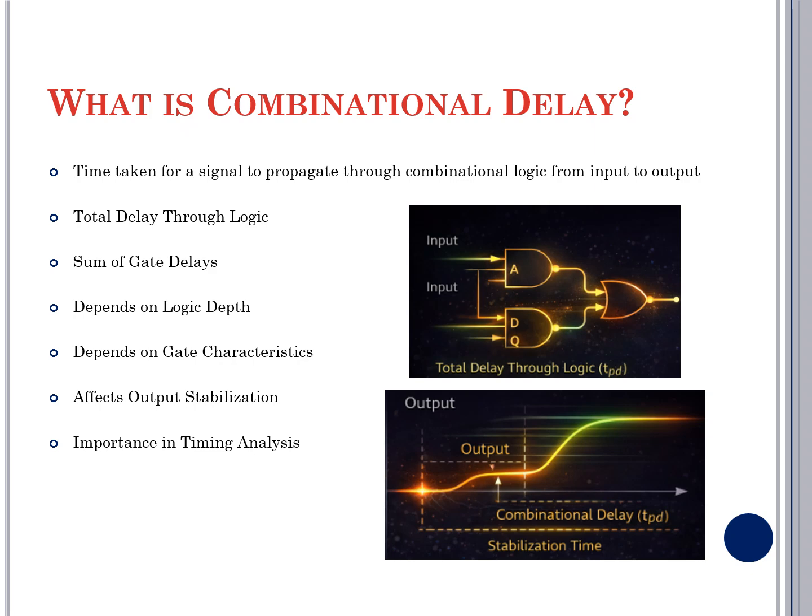Now, why is it important? Combinational delay is the major contributor to total timing delay in the circuit. It helps determine the critical path and ultimately decides the maximum operating frequency. In a timing path, a flip-flop launches data, combinational logic delays it, and the next flip-flop captures it. So combinational delay is the main delay between two flip-flops. Combinational delay defines how long a circuit takes to produce a stable output.